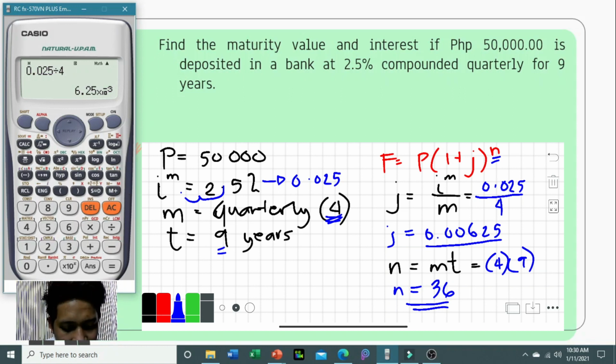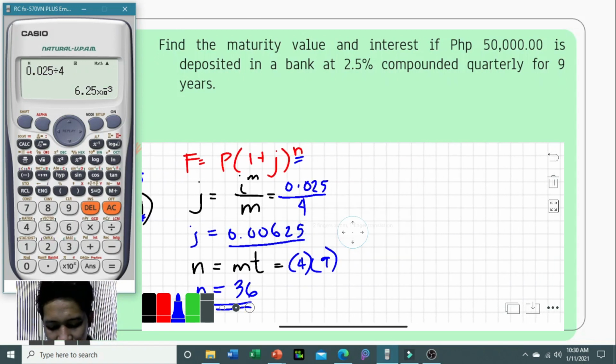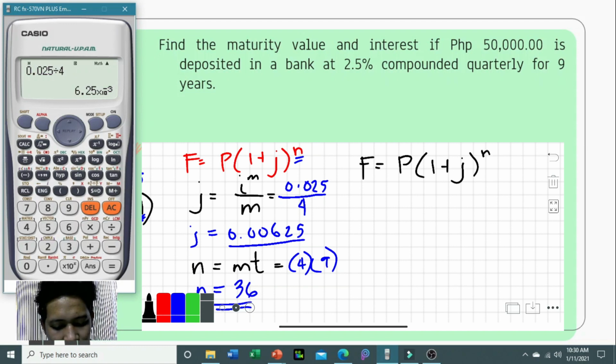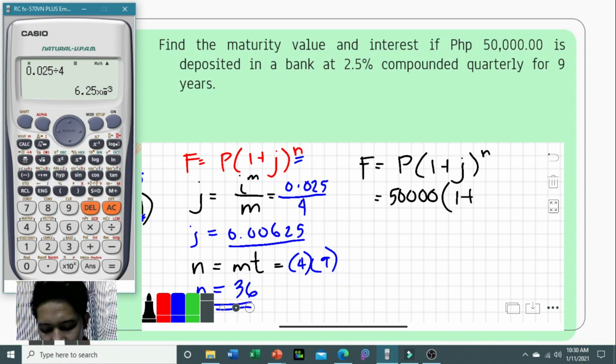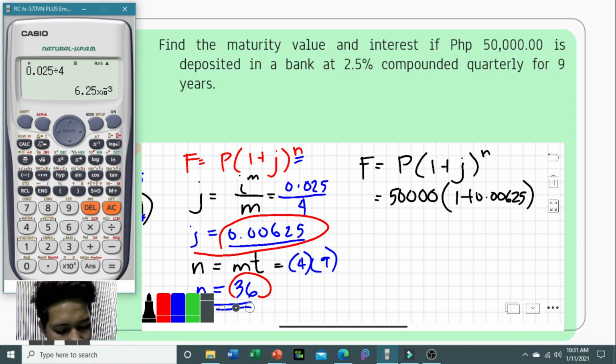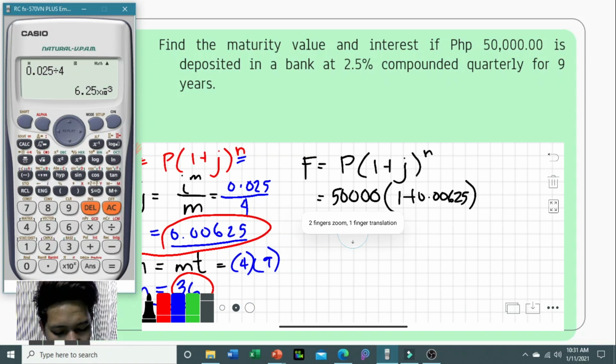So, by this, we may now compute for the future value. So that is future value equals P times 1 plus J raised to N. And our principal, tulad ng sinabi natin dyan, we have 50,000 multiplied by 1 plus the value of our J, that is 0.00625. And our N is 36. So we have to multiply it with 36.